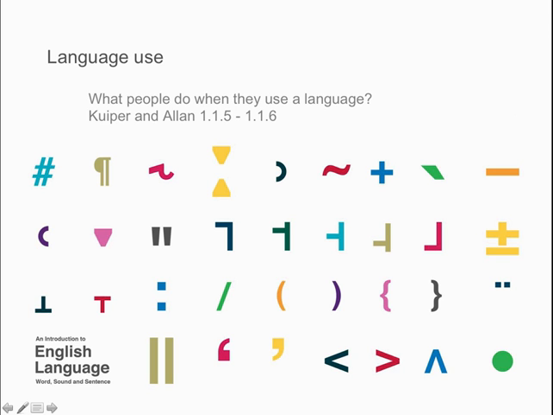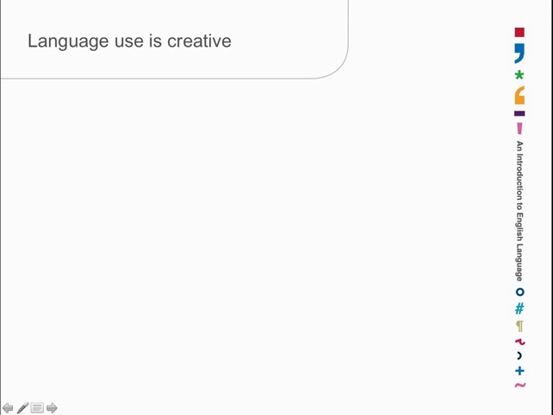The first thing that has been pointed out repeatedly in the last 50 years, particularly by one of the greatest linguists of the 20th century, Noam Chomsky, is that when we use a language, we're being creative. We use the system that we have in our brains, and we use it in novel ways all the time. Is that really true? Well, let's have a look.